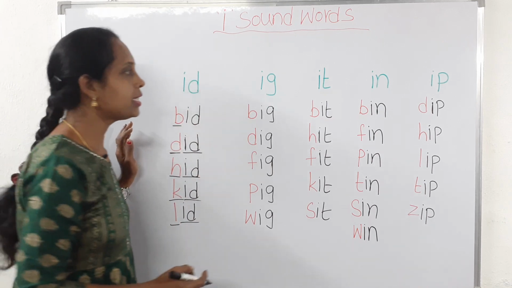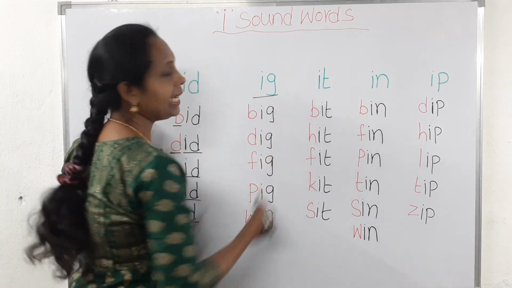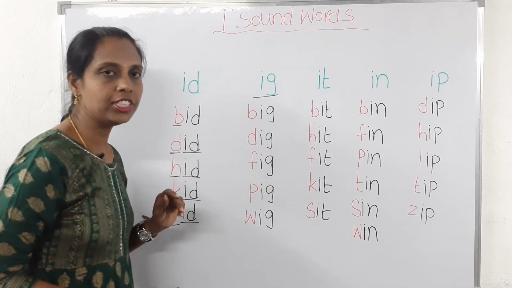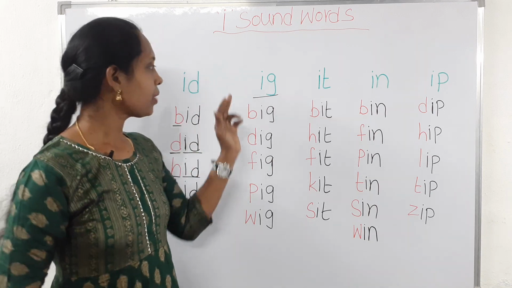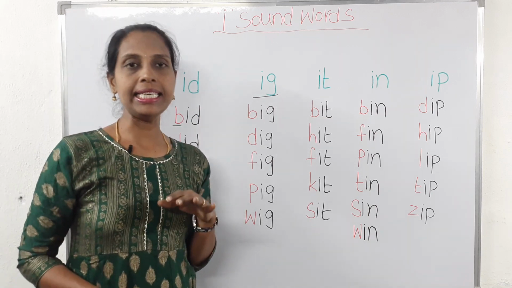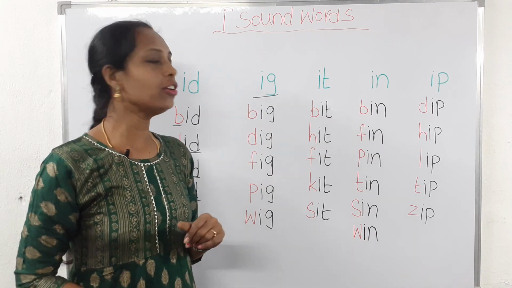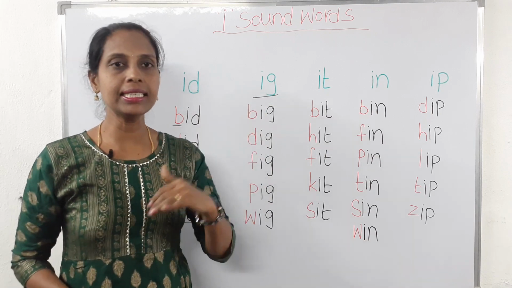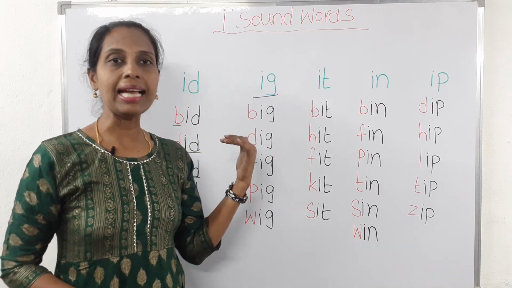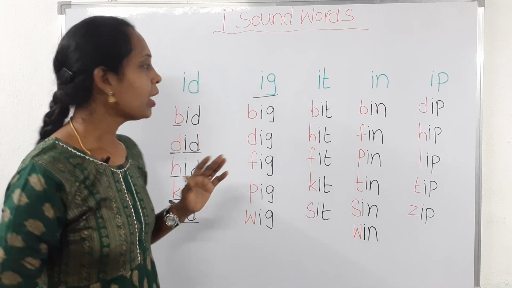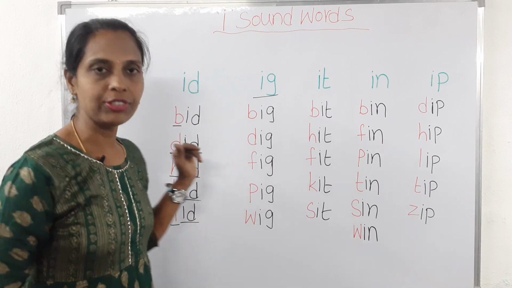I-D, id words. Next, I-G, ig. Ig words. What is the sound of I? E. What is the sound of G? G. I, G, ig. Now we are going to learn ig words.